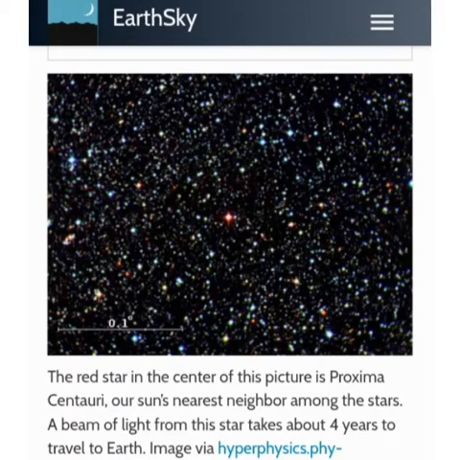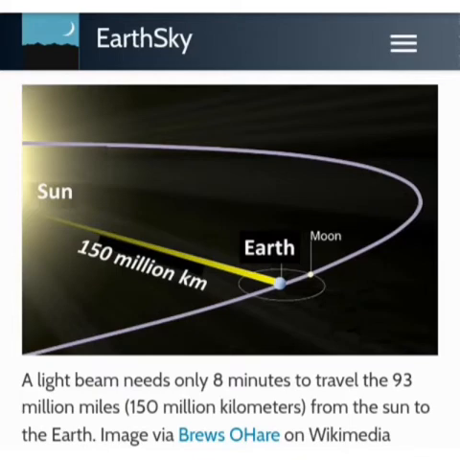Next we can study how light travels from a star to the earth. This is the image. The red star in the center of the picture is Proxima Centauri, our sun's nearest neighbor among the stars. A beam of light from this star takes about 4 years to travel to the earth. So we can calculate how much time light takes to cover the distance from the star to the earth.